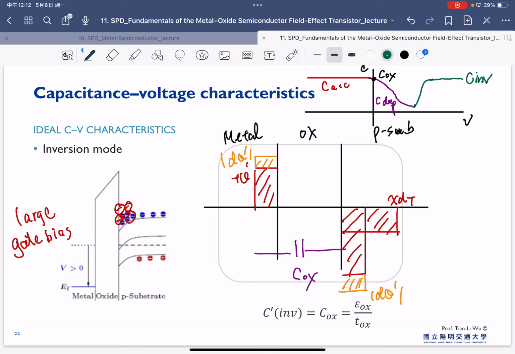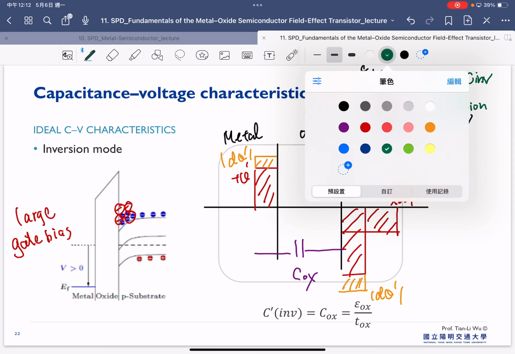What we discuss here is what we call the strong inversion. And actually, in between the strong inversion and the depletion region, there is a part that we call the weak inversion.